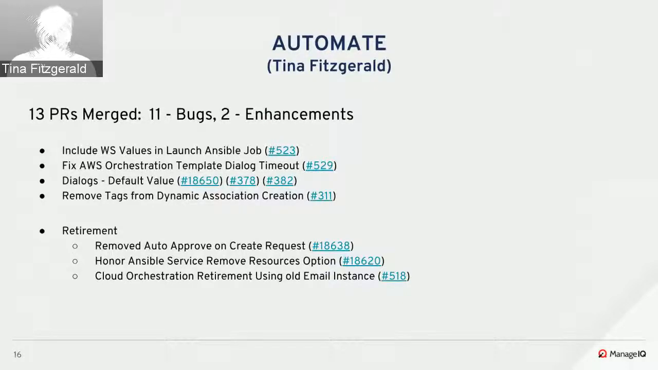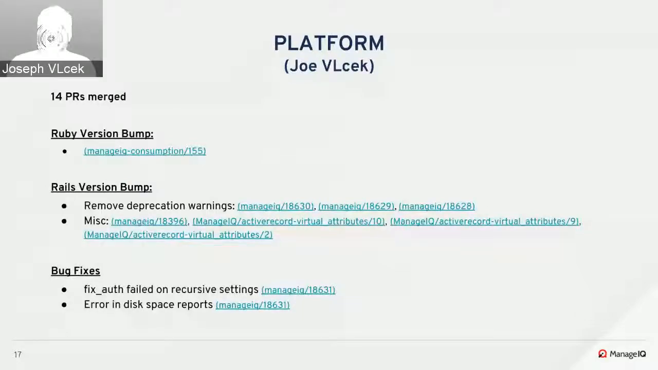Thank you, Tina. This sprint, 14 PRs were merged in the platform space. Here are the highlights. Advancing the Ruby and Rails version upgrades, Julian continued the work to bump Ruby, while Joe R. and Keenan made progress on the Rails front, with Joe R. removing deprecation warnings. For bug fixes, Keenan addressed a bug in FixOff where it was failing to handle recursive settings. Keenan also fixed an issue where VM swap partitions were being reported as false positives. Next slide, please.